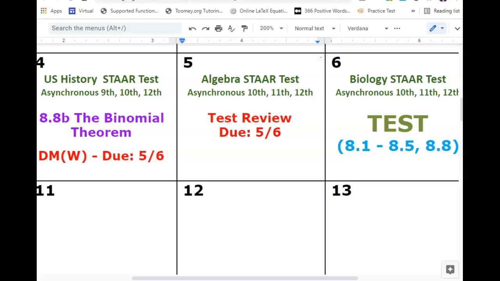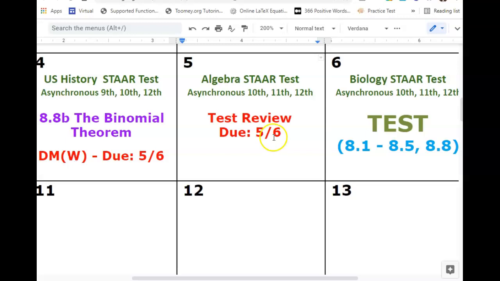All right, so let's take a minute to look at this calendar. This is today, so hopefully those of you that took your STAR test today did well on your test. We're going to look at the binomial theorem today. Your assignment is in Delta Math. It requires work, once again, that you will submit in Schoology. It's due on the 6th.